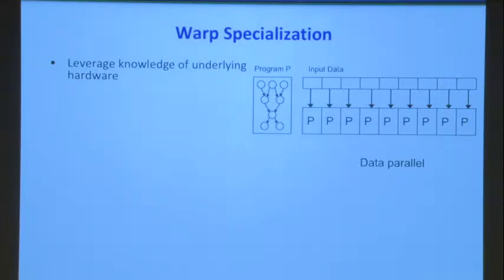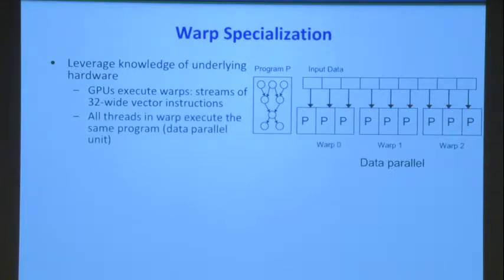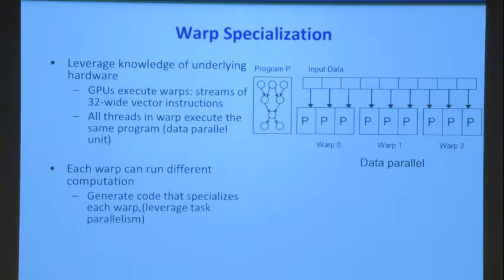And so one idea that the CS guys on our team implemented is what they call GPU warp specialization. And so on GPUs, you can leverage the underlying structure of the GPU hardware. And currently, GPUs execute processes in streams of 32-wide vector instructions. All threads on the warp execute typically the same program, so it's a data parallel unit. But that's not really needed. You could write code that specializes each warp and leverage the task parallelism.